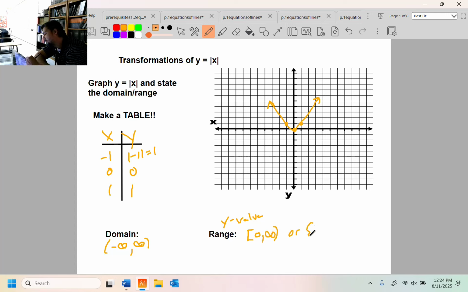Or, if you like set builder notation, all values of y such that y is greater than or equal to 0. And over here, something I forgot, or all values of x such that x is an element of the reals. My calibration's a little off. Sorry.